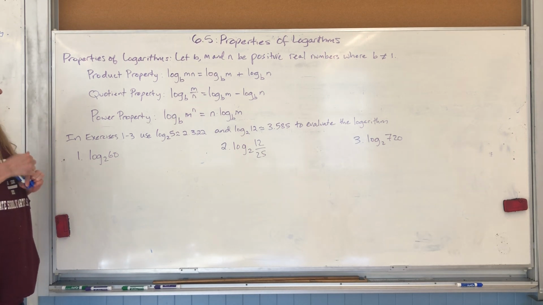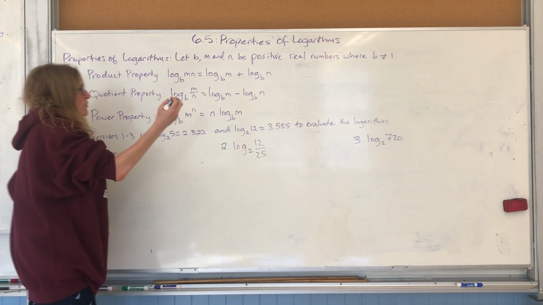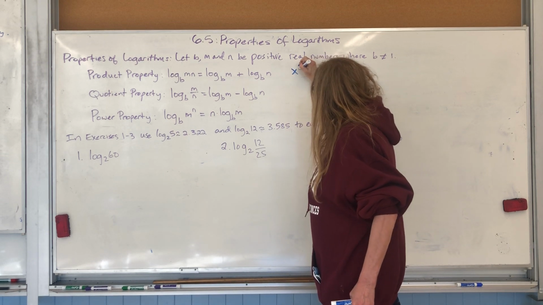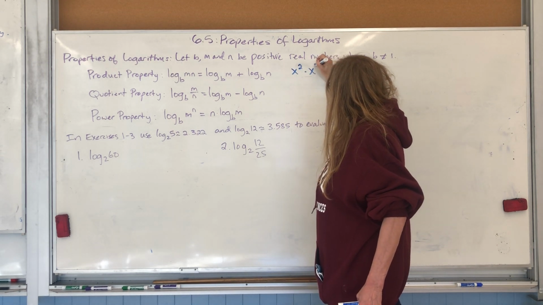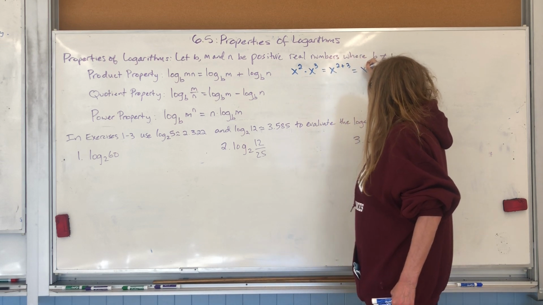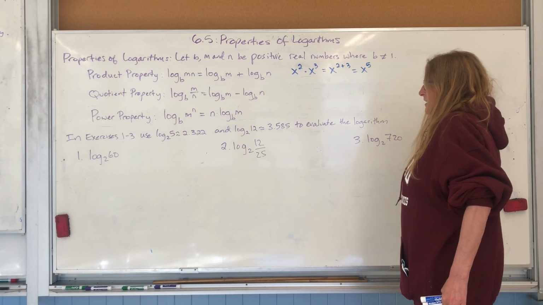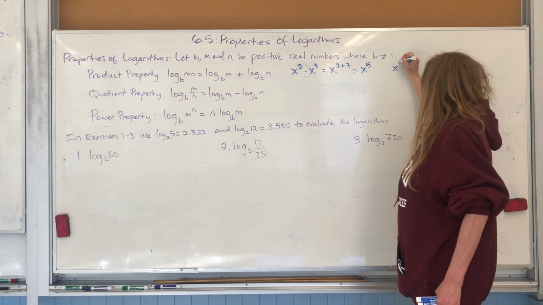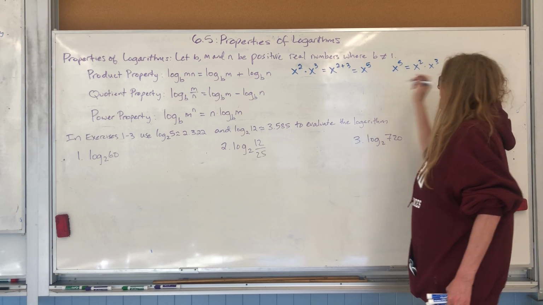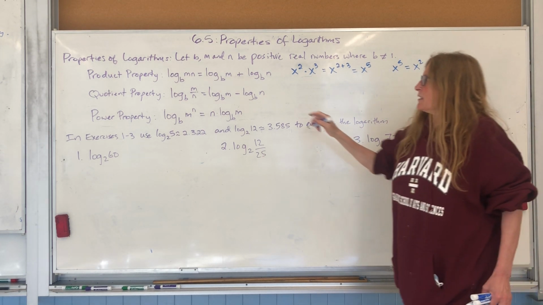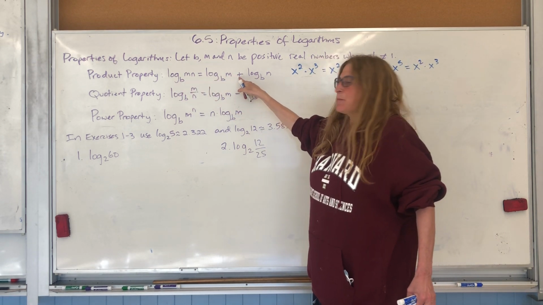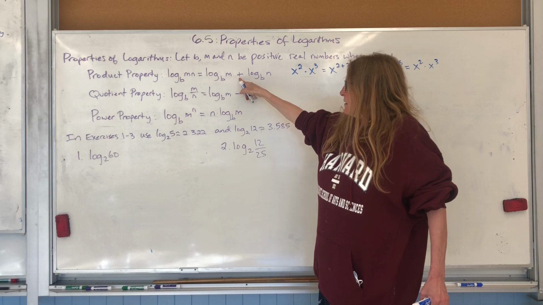So let's take a look here. I know the equivalent exponent property would be something like this. I know that x squared times x to the third means I'm going to add the exponents, right? And it also means I can say x to the fifth equals x squared times x to the third, right? I can go back and forth. Well, it's the same thing here. If I have a log of a product, I can separate it by a plus.